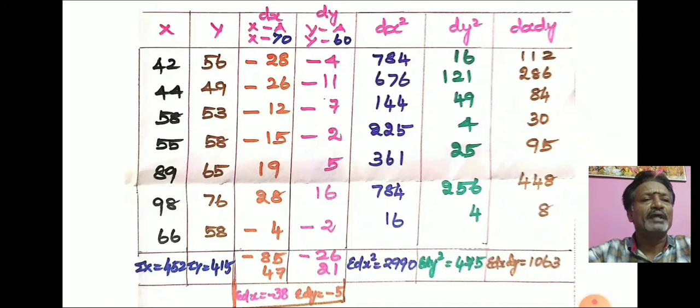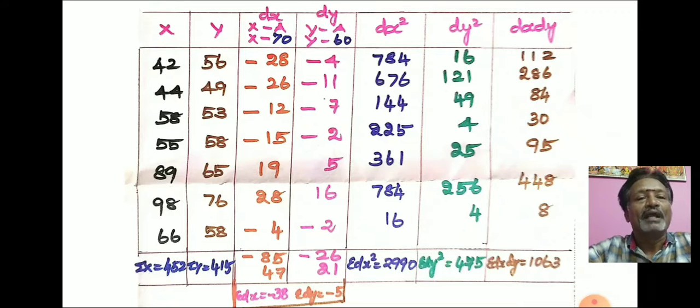Then we have to estimate dx into dy. So we have to take the product of dx and dy. Here you must be very careful about the mathematical sign. If dx and dy both have the same sign, there is no problem of putting a sign. If they have opposite signs, you have to put a minus sign.